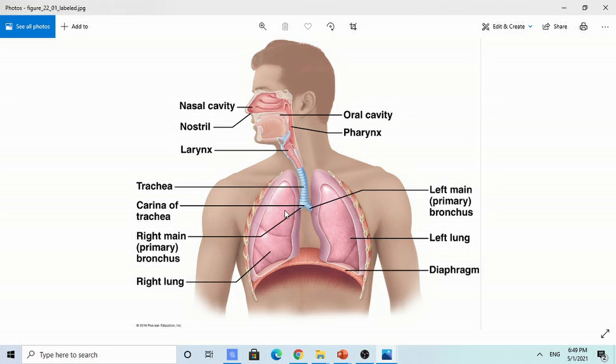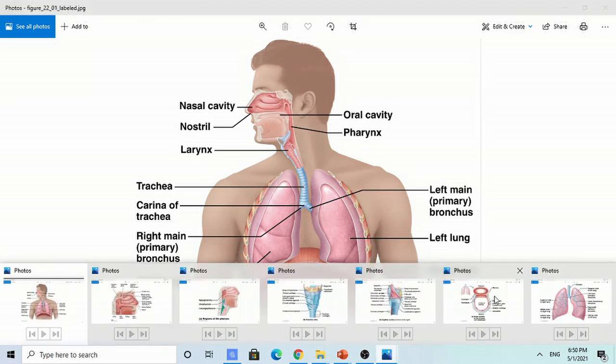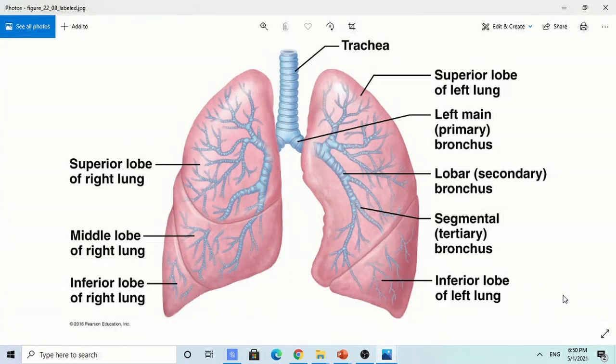which subdivide repeatedly, forming the tree-like structure which is known as the bronchial tree. As you can see here, the bronchi divide first into primary bronchus, secondary bronchus, and tertiary bronchus or segmental bronchus. So this whole branching of the bronchi forms the bronchial tree.